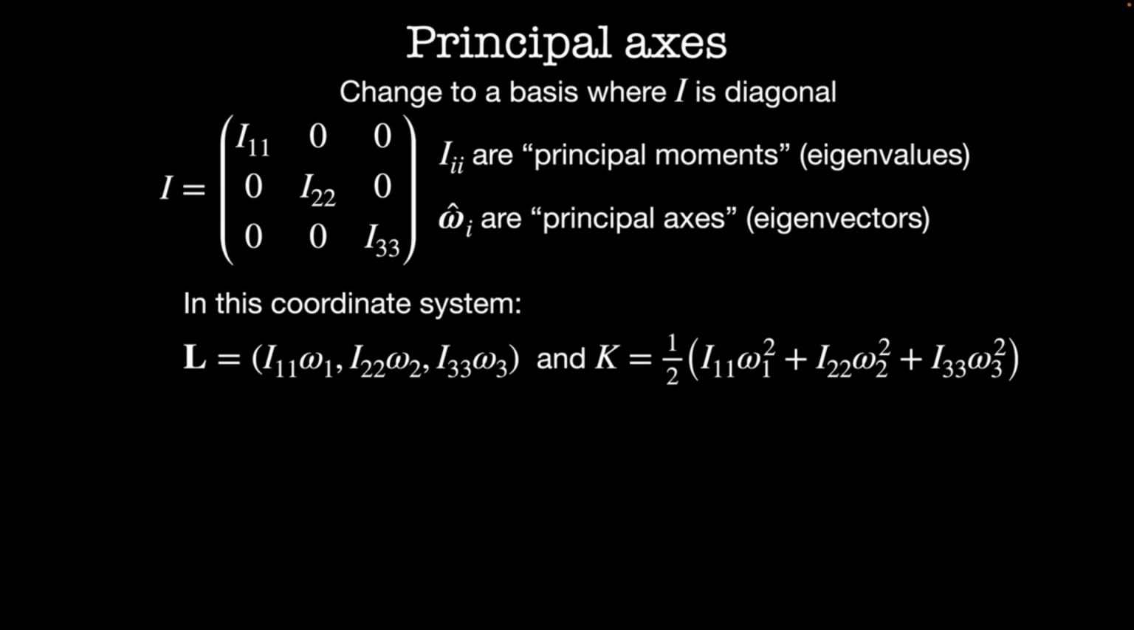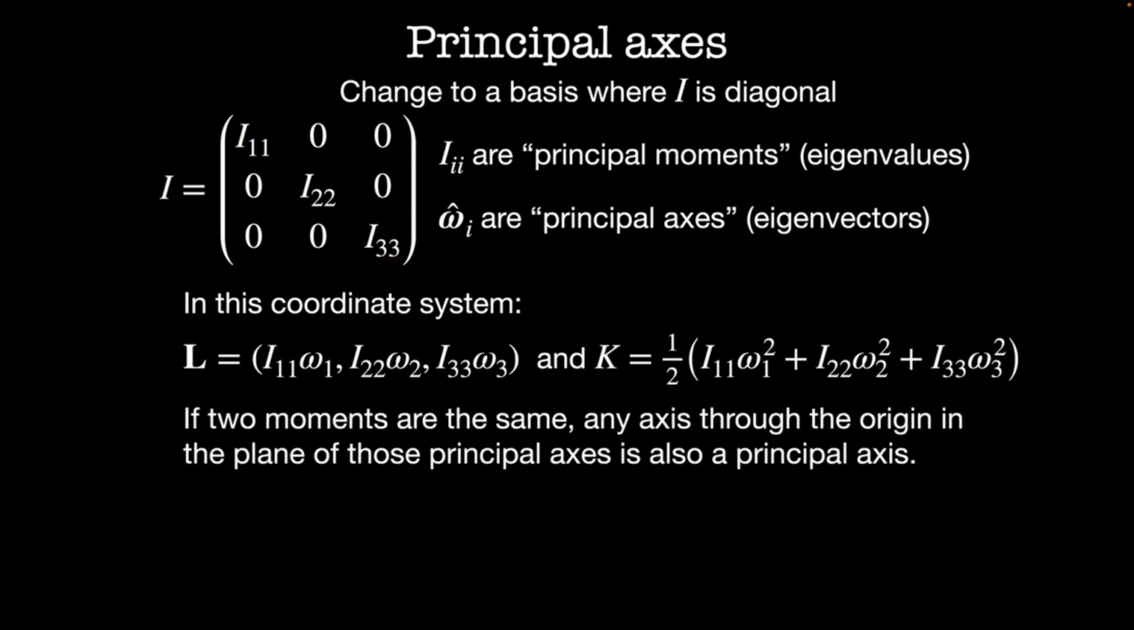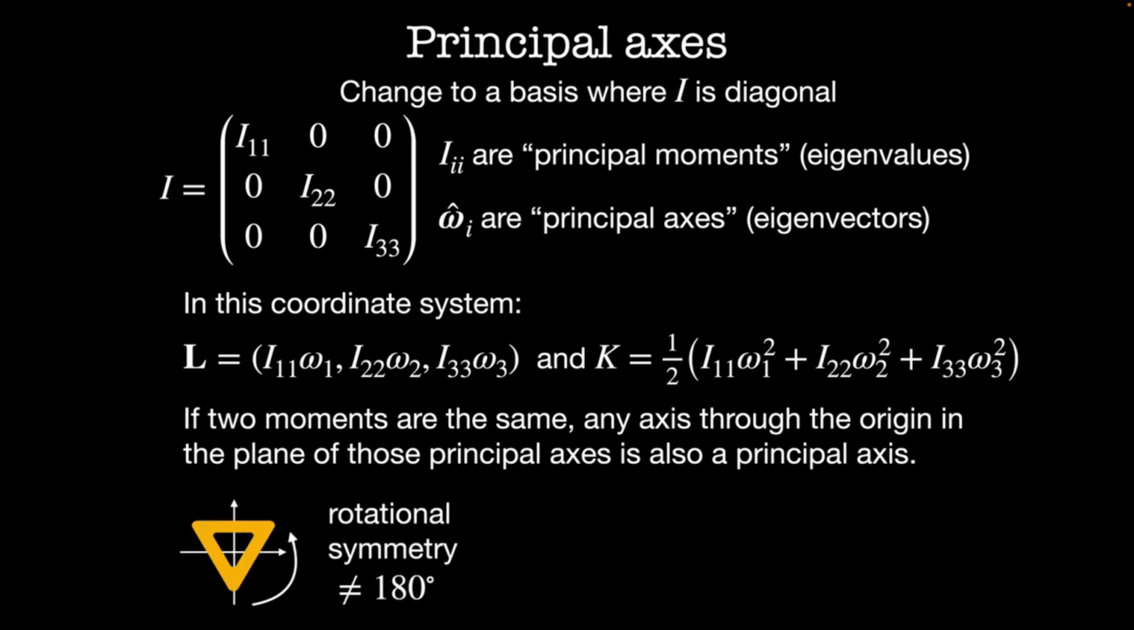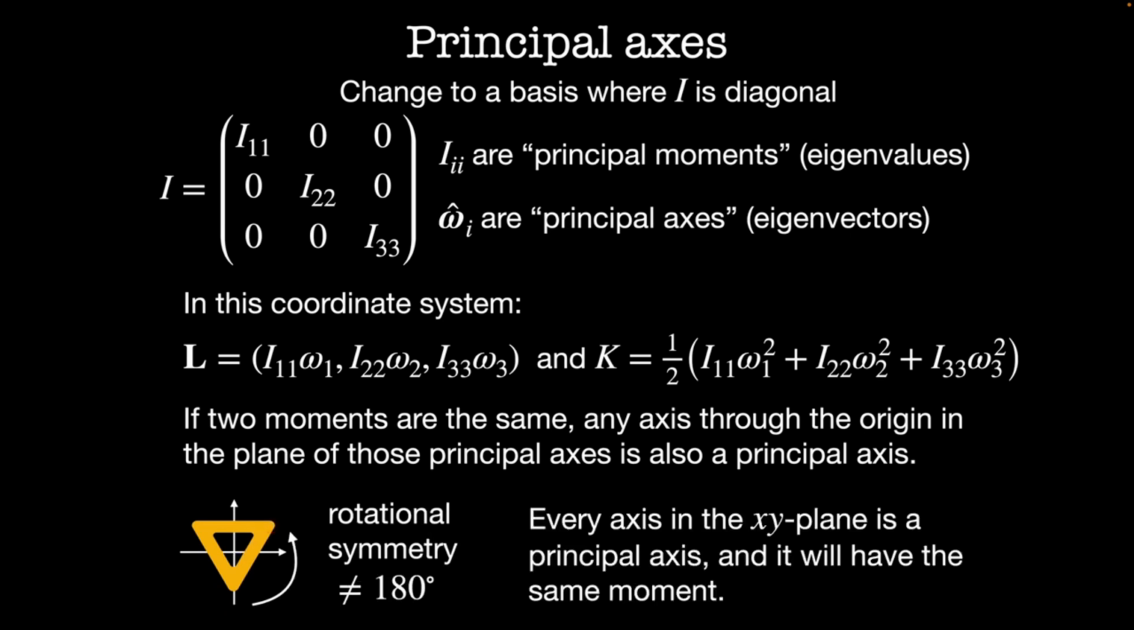There are some cases where this can be even further simplified. Usually this means that there's a symmetry of the system that we can take advantage of. That means that there's some degenerate subspace in this moment of inertia tensor. For instance, if two moments are the same, then any axis passing through the origin in the plane of those two principal axes is also a principal axis. An example of this is this yield sign, which has in-plane rotational symmetry that isn't 180 degrees. Then any axis in this xy plane can be considered a principal axis, and all of them will have the same moment.